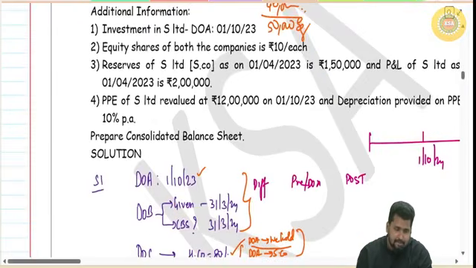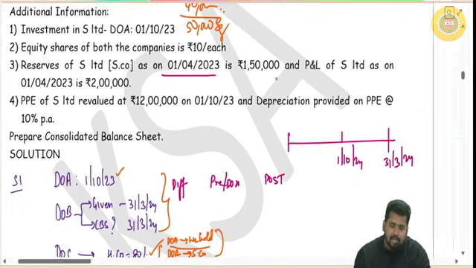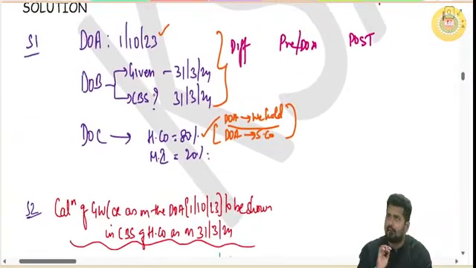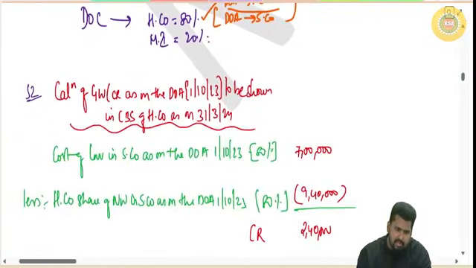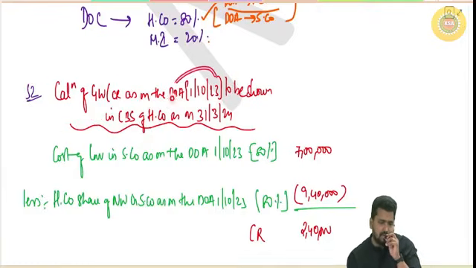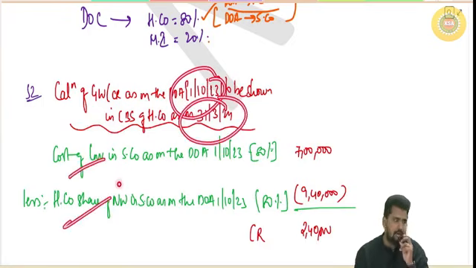Okay, listen. Reserves of subsidiary limited, as on what date are they giving? 1st April they have given. Okay, see why they are telling is correct. First, step 1 is completed. Step number 2 is what? I will tell you that step number 2 is calculation of goodwill or capital reserve as on the date of acquisition, 1st October 2023, to be shown in consolidated balance sheet. For that we need 2 components. What are the 2 components?